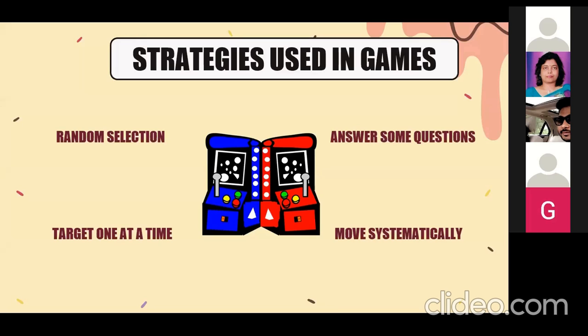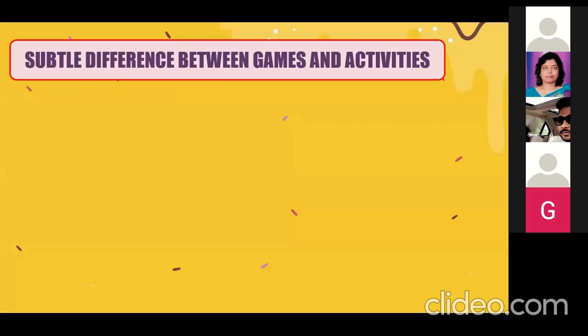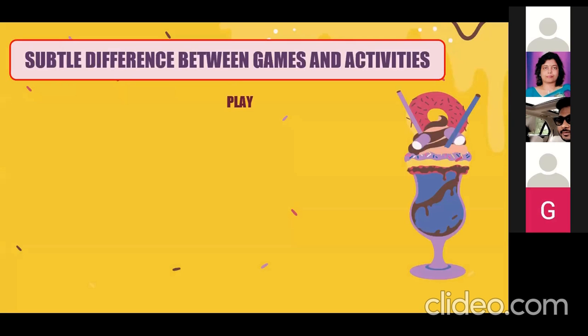So what I'm saying is that the strategies that we implement in games can actually be taken to different situations, and we can use these strategies in order to complete the other tasks that could be given by the teacher. Then let us move on to the next aspect, that there is a subtle difference between games and activities. Okay, and that difference is because of the element of play. I would say the element of play actually differentiates a game and an activity.